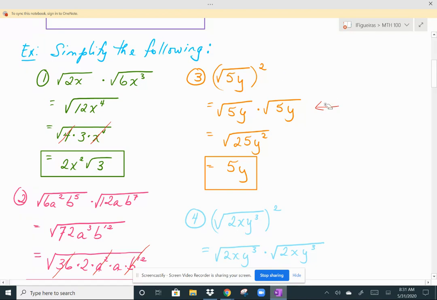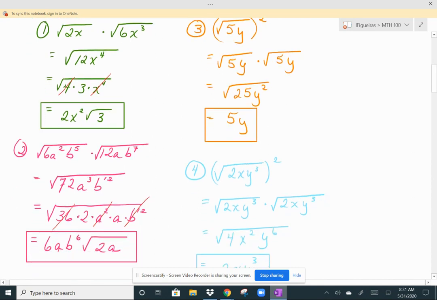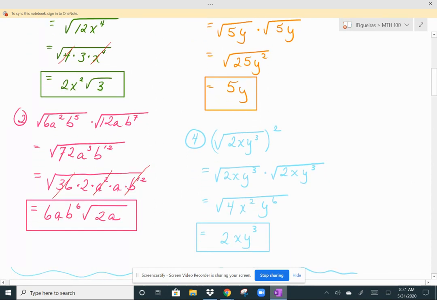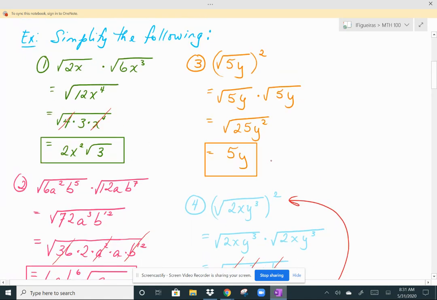Okay, the next example is really similar. I have the square root of 2xy to the third raised to the second power. That means that you're multiplying the same radical twice. That's what you see here. That gives us the square root of 4x squared y to the sixth. And then that's a perfect square. So the square root of 4 is 2. The square root of x squared is x. The square root of y to the sixth is y cubed. So notice that your answer is exactly what the radicand was in the original problem. Same thing happened here. My answer was the radicand of the original problem.